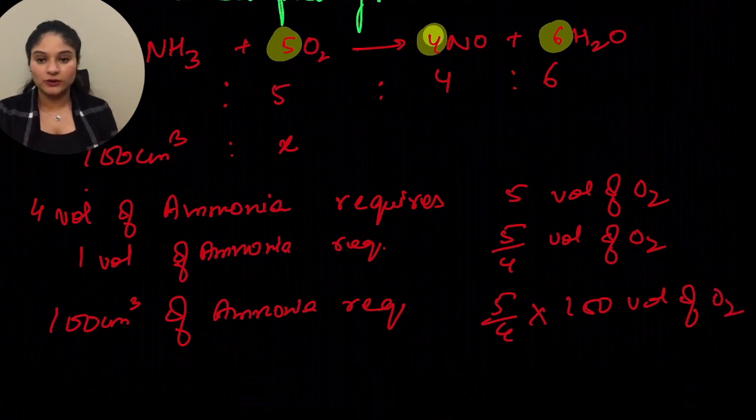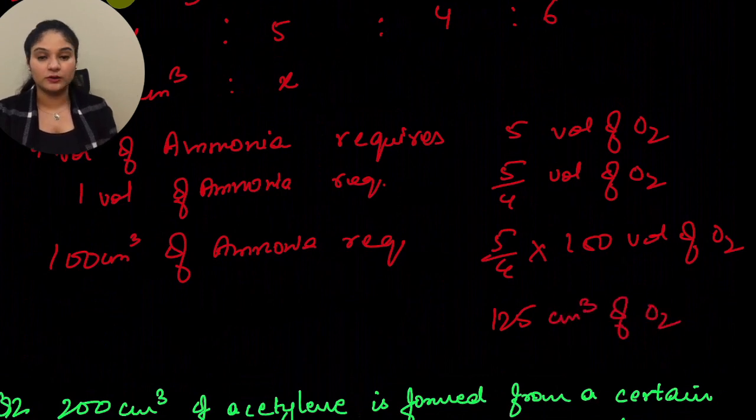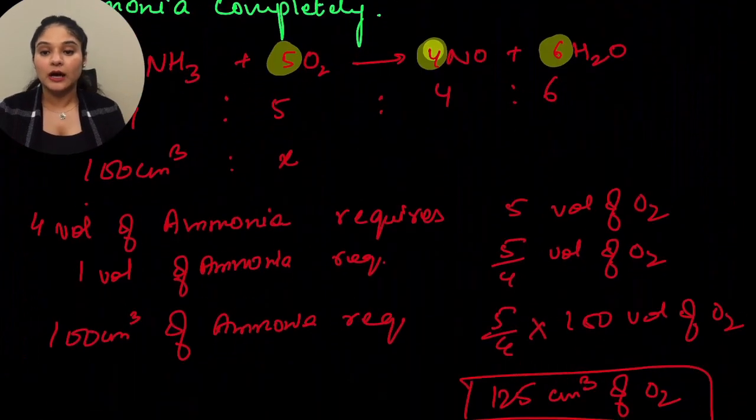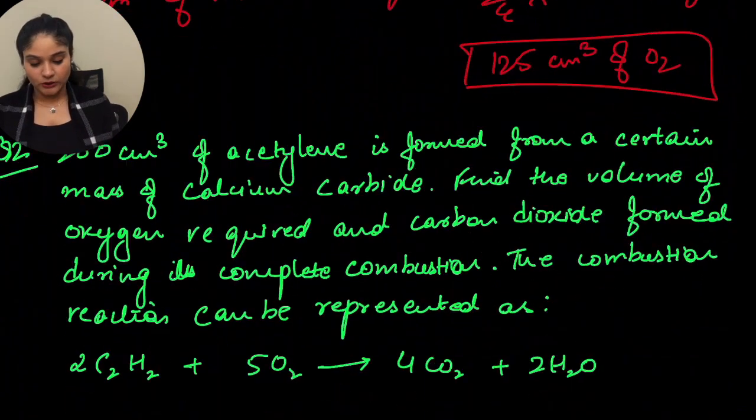You simply solve this. On solving this, you will get 125 centimeter cube of oxygen that is required to burn or required to oxidize 100 centimeter cubes of ammonia. So that's your answer. So that's it for this one. Let's move to the next question.